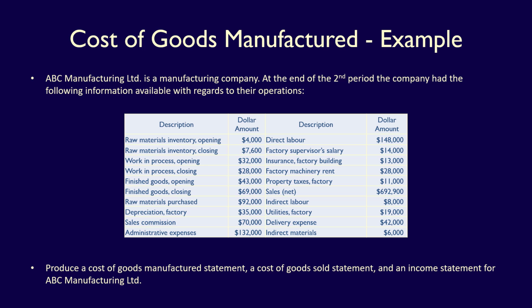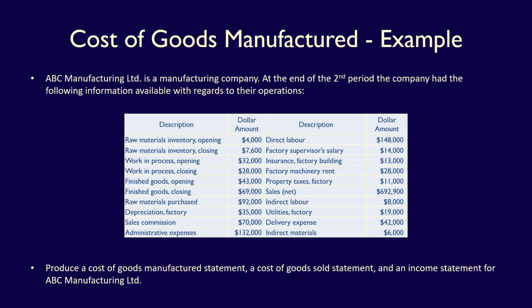ABC Manufacturing Limited is a manufacturing company. At the end of the second period, the company had the following information available with regards to their operations. Raw material inventory opening, $4,000. Raw material inventory closing, $7,600. Work in process opening, $32,000. Work in process closing, $28,000. Finished goods opening, $43,000. Finished goods closing, $69,000.